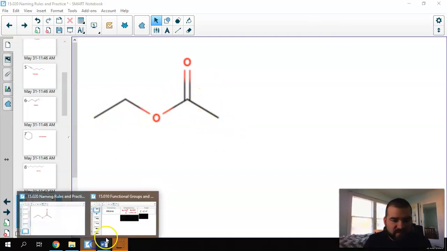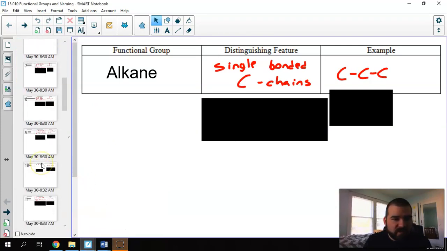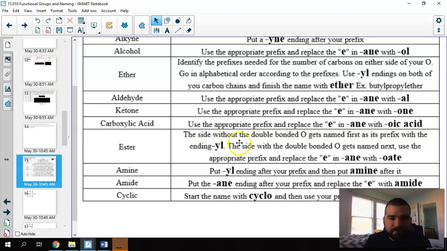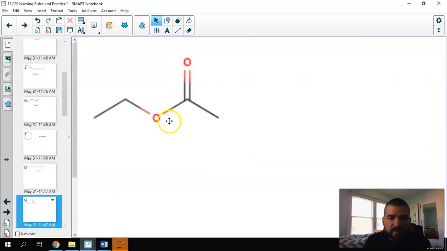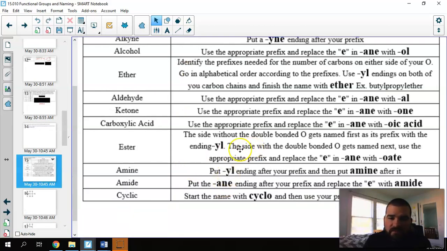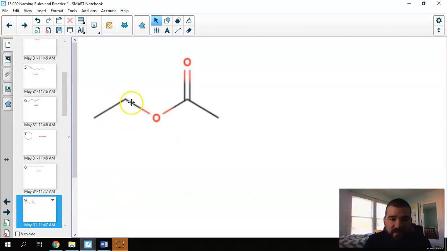So if it loads, hey, there it is. Let me find the appropriate spot. There we go. So with an ester, the side with the double bonded oxygen gets named first, and its prefix gets a YL ending. So we would call this ethyl. The side with the double bonded oxygen gets named, oh, I'm sorry, without, let's try that. My bad. So this side gets named first.